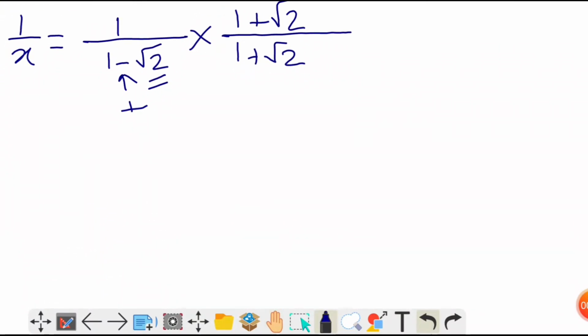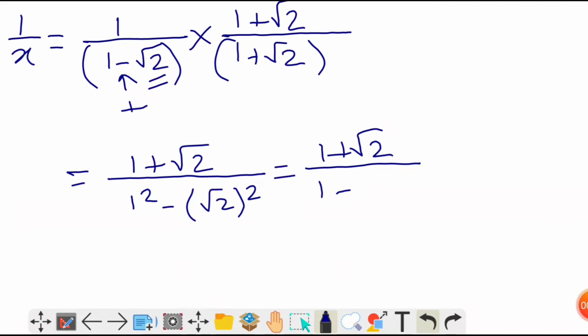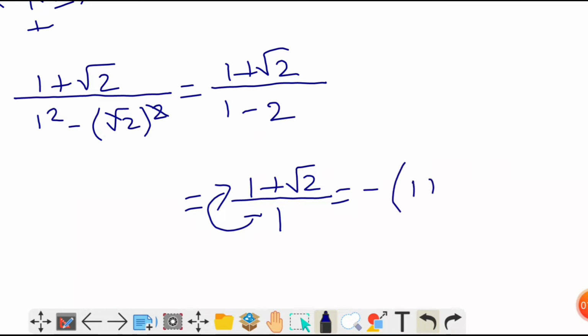Now multiply 1 plus √2 into 1, that is 1 plus √2, and in the denominator we have (a minus b) into (a plus b), that is a square minus b square. We are getting 1 plus √2 by 1 square is 1 minus, square will cancel the root, minus 2. Now we'll get in the numerator 1 plus √2, and 1 minus 2 is minus 1 because 2 is bigger than 1. Negative sign will go up and it will be minus into (1 plus √2). So this is the value of 1 by x.